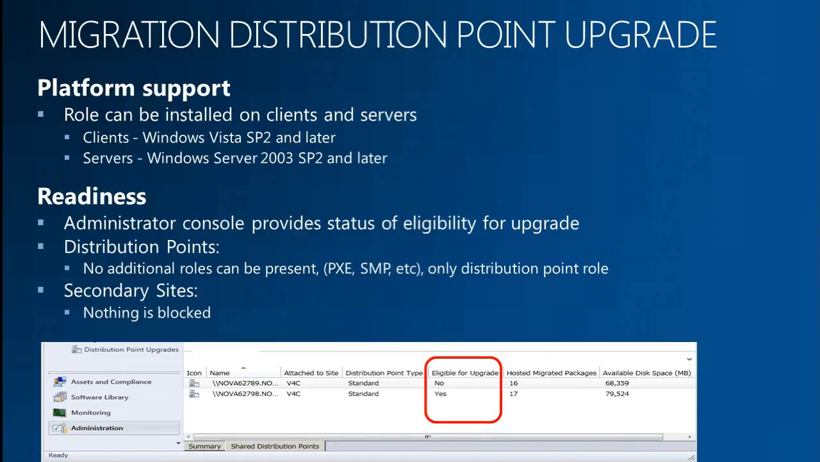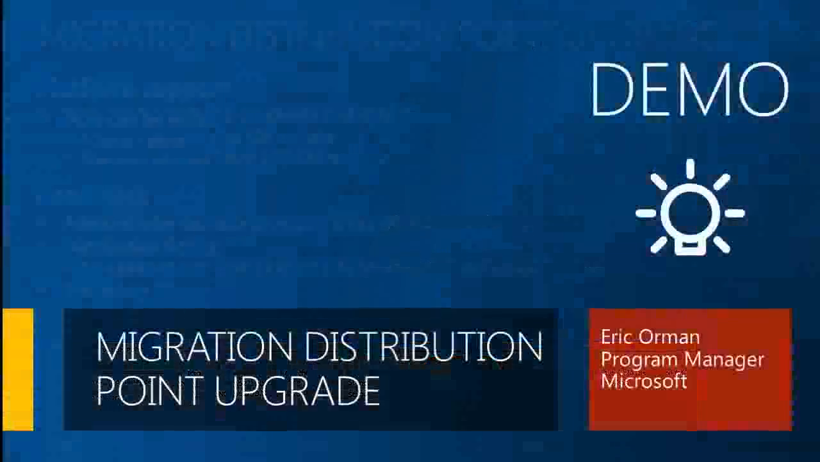It's because it probably has a primary site on it, or maybe PXE or a state migration point. So in order to migrate a distribution point, you've got to make sure that you remove the PXE or state migration point. In terms of secondary sites, if it has a co-located distribution point, there is nothing that would block that one in particular. So we're upgrading the distribution point on that one. Let me show you how this works.